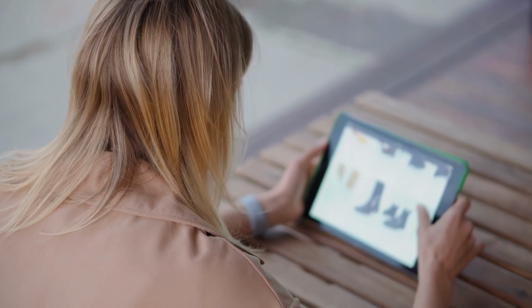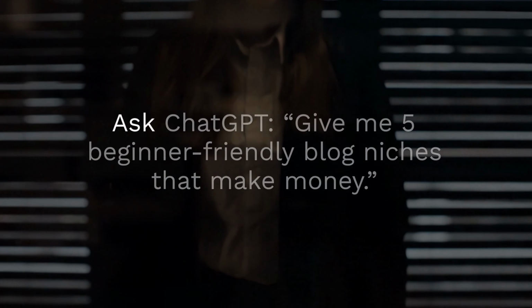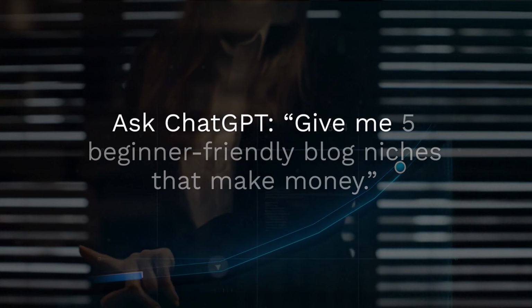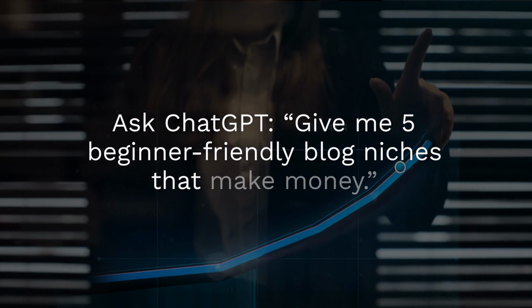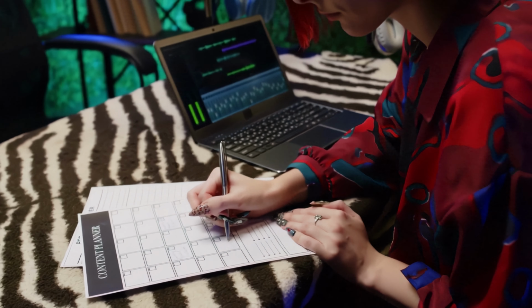Step 1, pick a niche. Start with a niche, like tech, health, side hustles, or parenting. Ask ChatGPT, "Give me 5 beginner-friendly blog niches that make money." Pick one you enjoy. It helps you stay consistent.